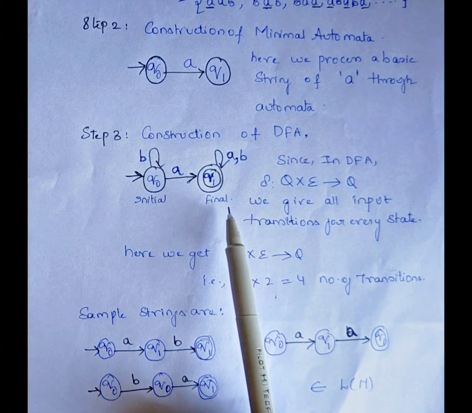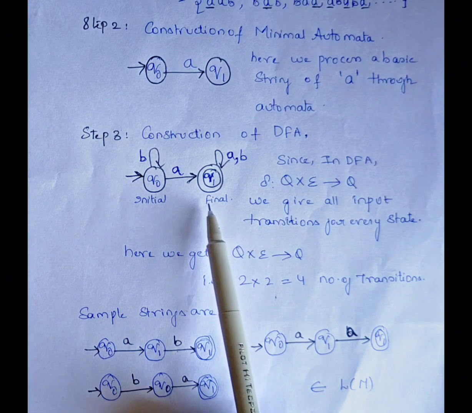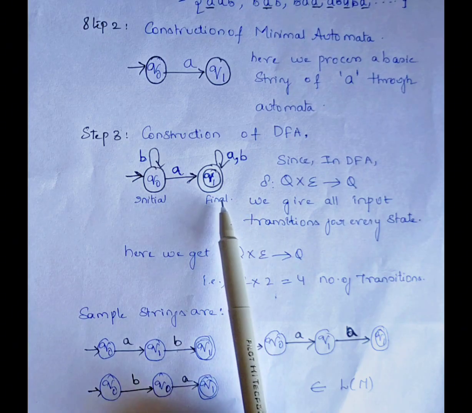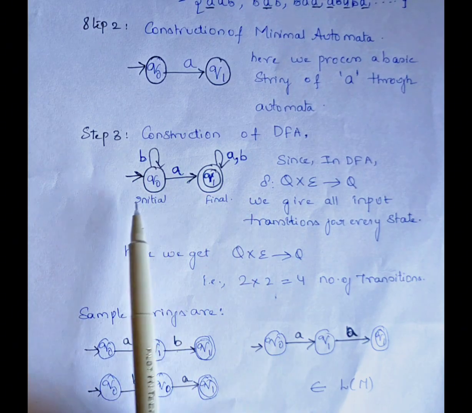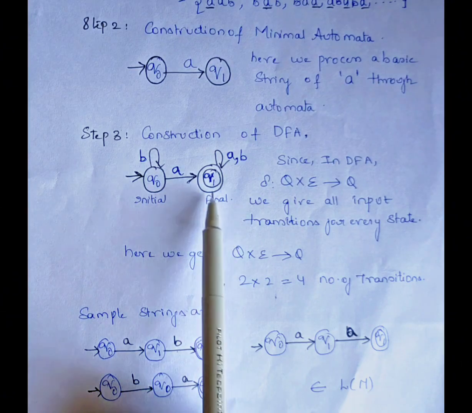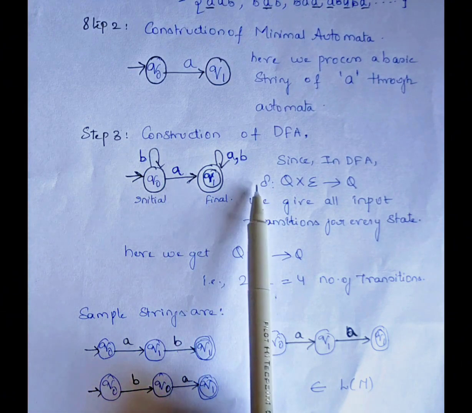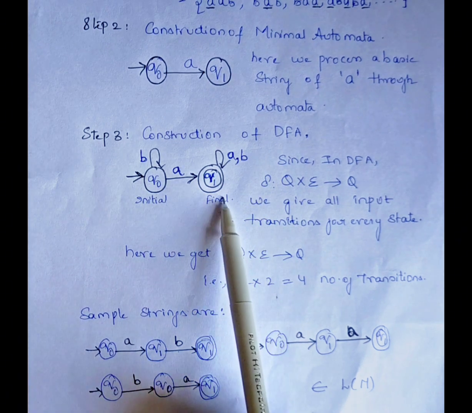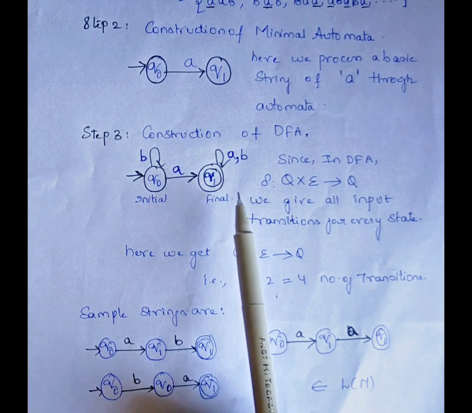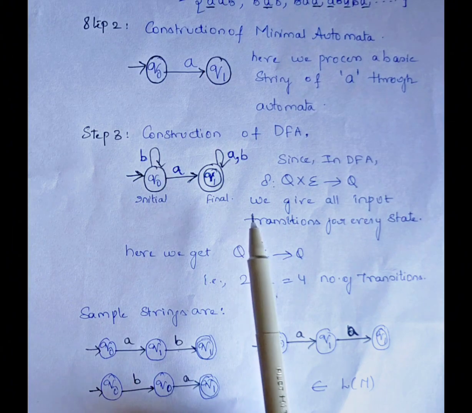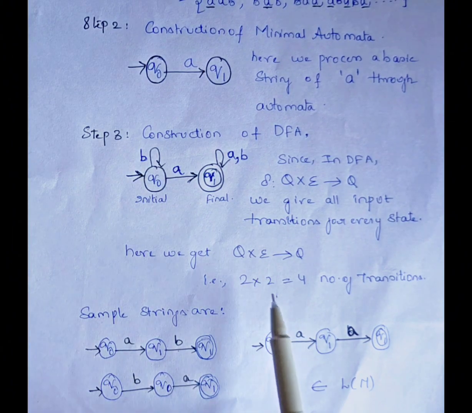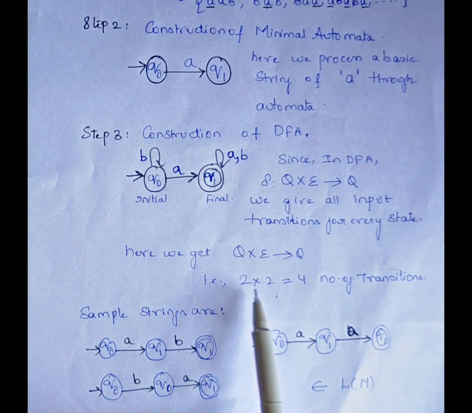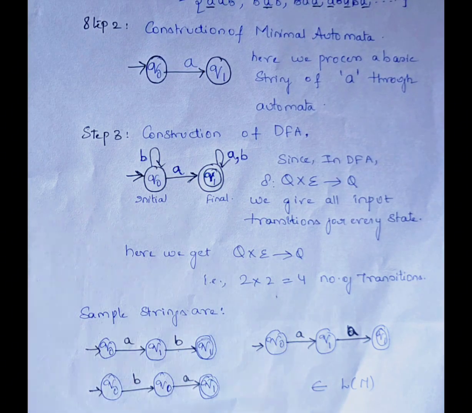Similarly, we have to give the transitions for Q1. Since the language has A as a substring, Q1 on reading A or B can remain in the same state Q1, because the sample string can be BA or BAB. So the A is processed as a substring here. So this is a valid transition where Q1 on A or B can remain in the same state. Thus in this DFA, we get Q cross sigma derives Q number of transitions. That is, for 2 states on 2 input symbols, a total of 4 transitions will be observed.